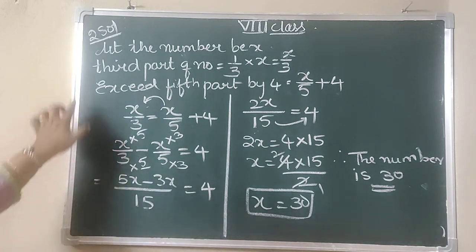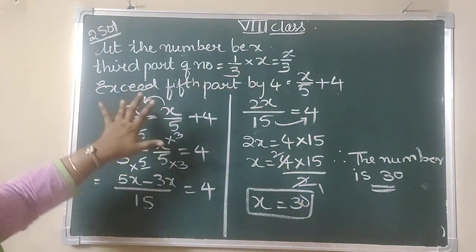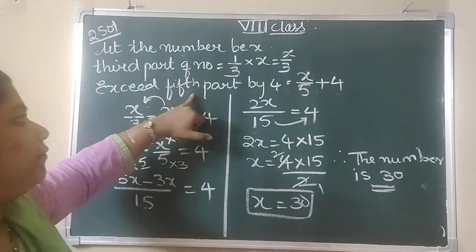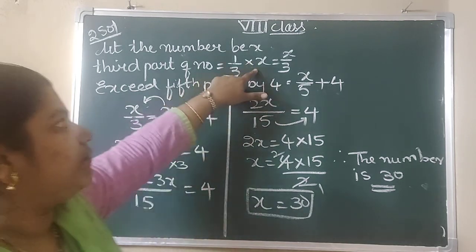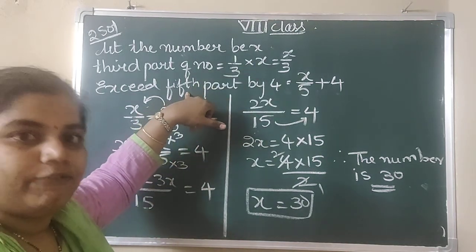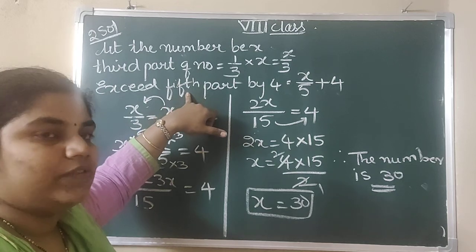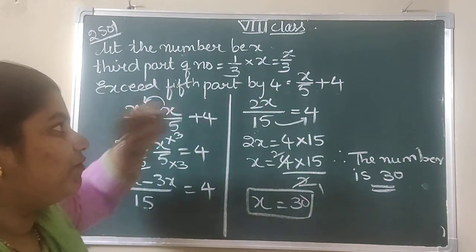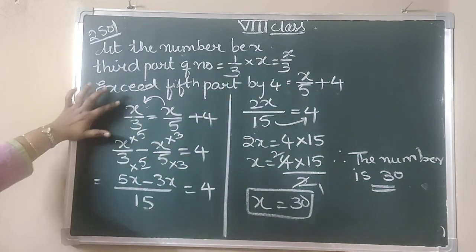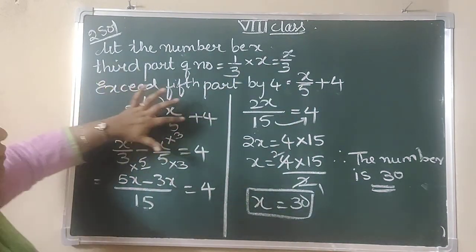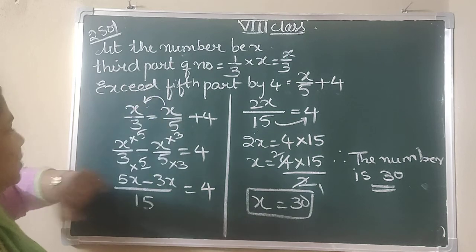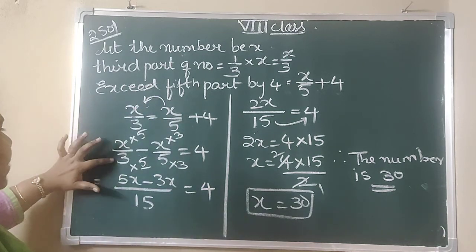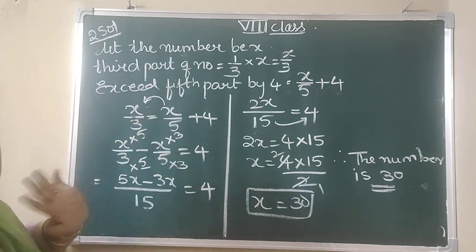Now exceeds the fifth part by 4. Exceed is nothing but plus, fifth part of a number in the same way. Fifth part is 1 by 5, of a number means x, that will be x by 5, by 4, that is plus 4. So now we have to equate this, that is x by 3 is equal to x by 5 plus 4. I am transposing this value to the other side. So x by 3 minus x by 5 is equal to 4.